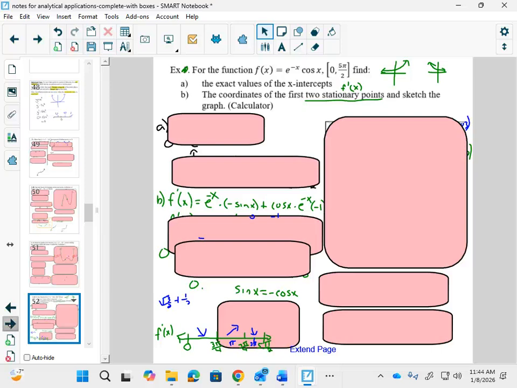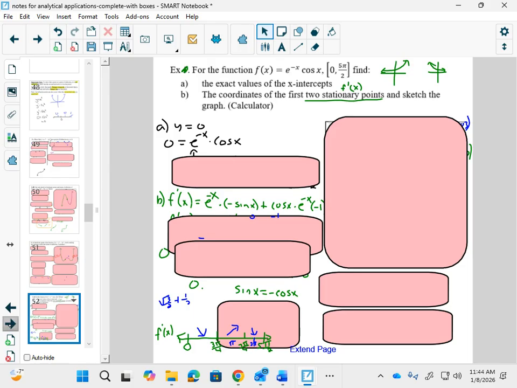How do you find x-intercepts? Put y as 0. And we have to do a little bit of analysis here. You need to recognize in questions where you have an e to the x or e to the minus x, you have to know what the e to the x and the e to the minus x graphs look like.